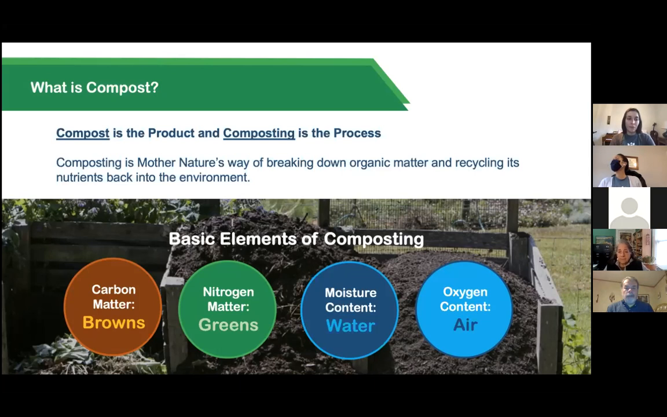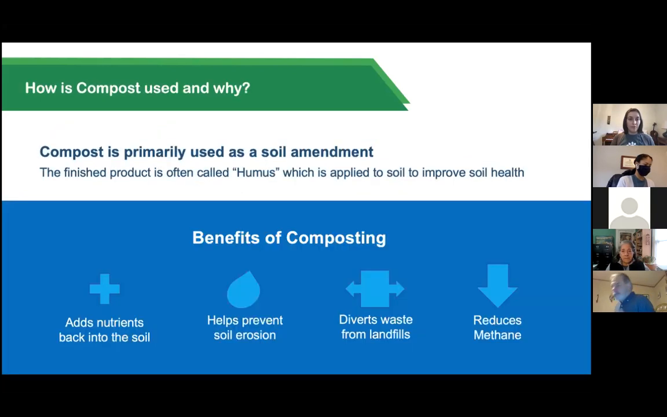Moisture content, the water, that's a really important aspect that we'll talk about later when it comes to managing your pile. But the water is what allows the microbes that are breaking down your compost to have contact with the compost itself. And obviously air, these microbes also breathe. So you have to make sure your pile is well aerated and has enough oxygen for those guys to work. So when you're making compost, you need browns, greens, water, and air. Very basic. Obviously, there's a little bit more to it than that, but on a very general level, that's what you need. So how is compost used and why?